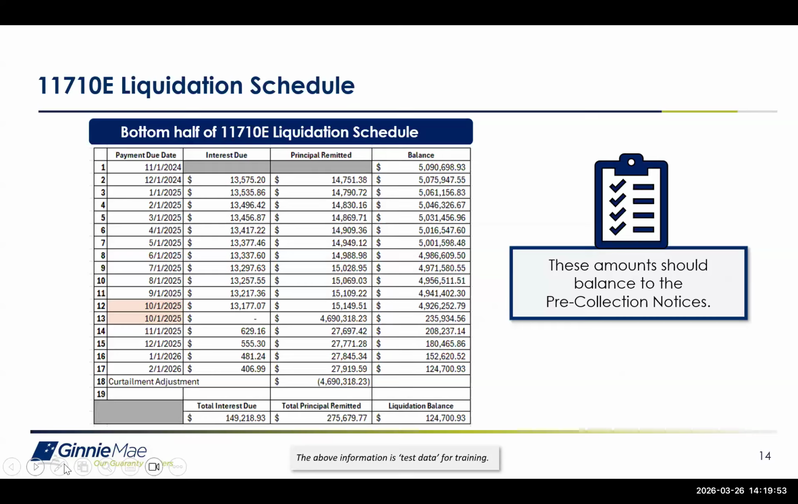The bottom part of the 11710E is the amortization schedule. These amounts should match the issuer's pre-collection notices. Please notice that rows 12 and 13 have the same date. We will discuss this topic more on the next slide. Also notice that row 18 has a curtailment adjustment. Row 13 is a positive amount and row 18 is the same amount as a negative. Next slide, please.